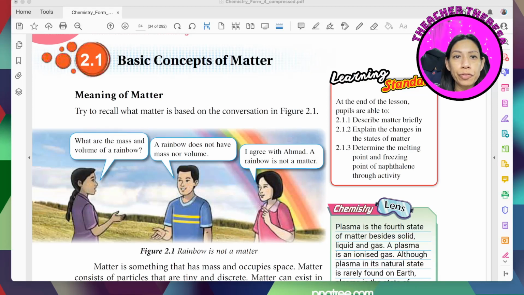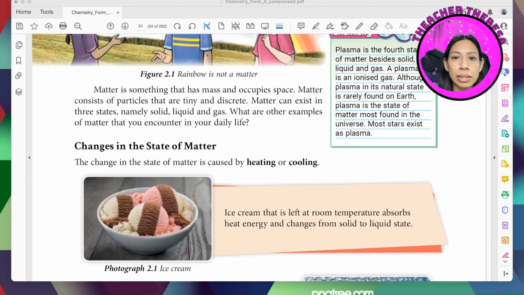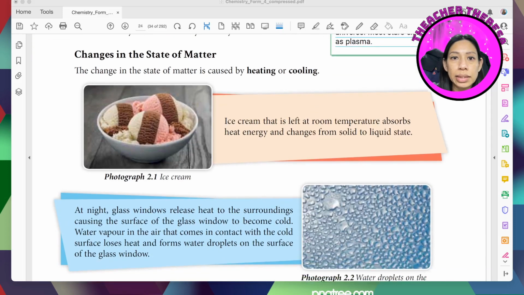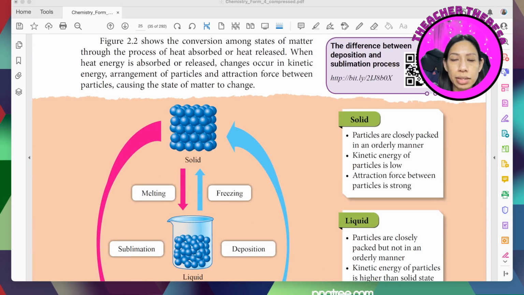Right. Continuing from the topic that I've discussed much earlier on the first video on the basic concept of matter, where I've discussed number one, describing matter, describe matter briefly, explain the changes in the state of matter, determine the melting point and freezing point. Now, determining the melting point and freezing point of matter will be discussed based on the experiment that is conducted in the laboratory. Now, the experiment that is conducted is actually using naphthalene.